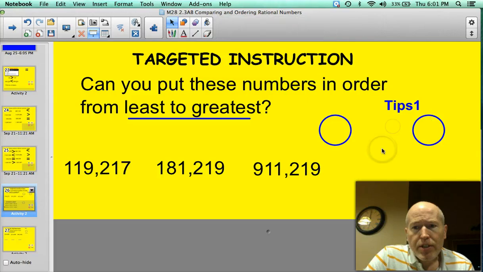There's lots of different ways to do this. I'm just going to give you a few of the tips that I use. Can you put these numbers in order from least to greatest? Tip 1, underline what you're doing or box it off. We're going from smallest to greatest.